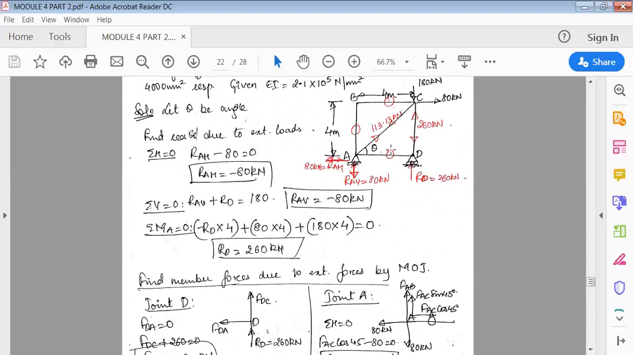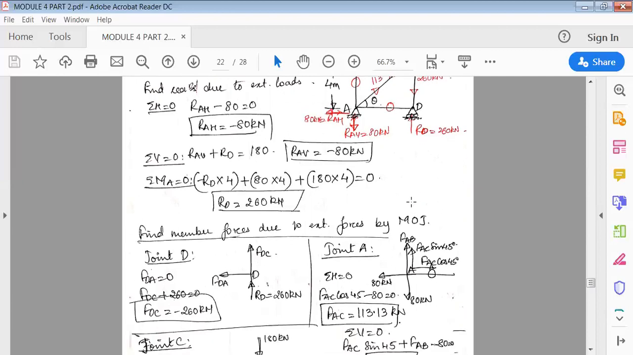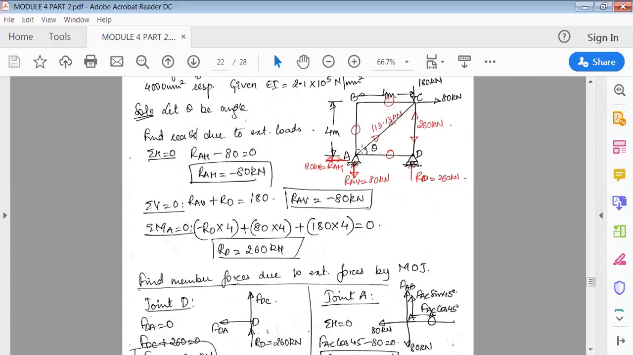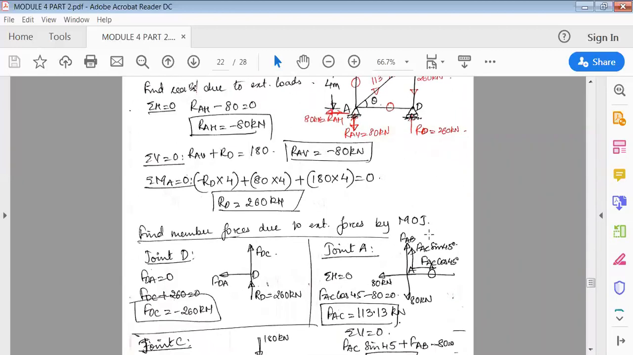Opposite is 4 by 4. So 4 by 4 is 1. So tan inverse 1 is 45 degree. So again, I'm going to assume this as inclined 45 degree. This is FAC sine 45, FAC cos 45. So we are going to split this.